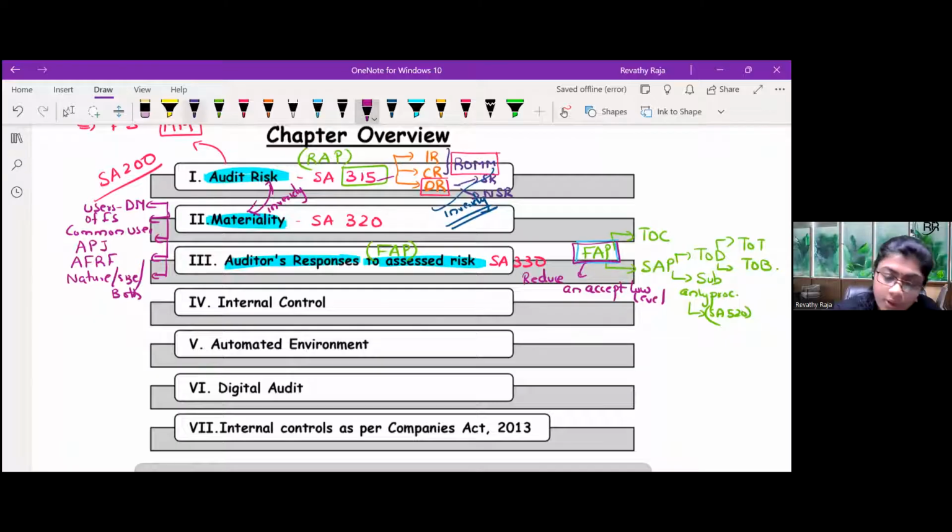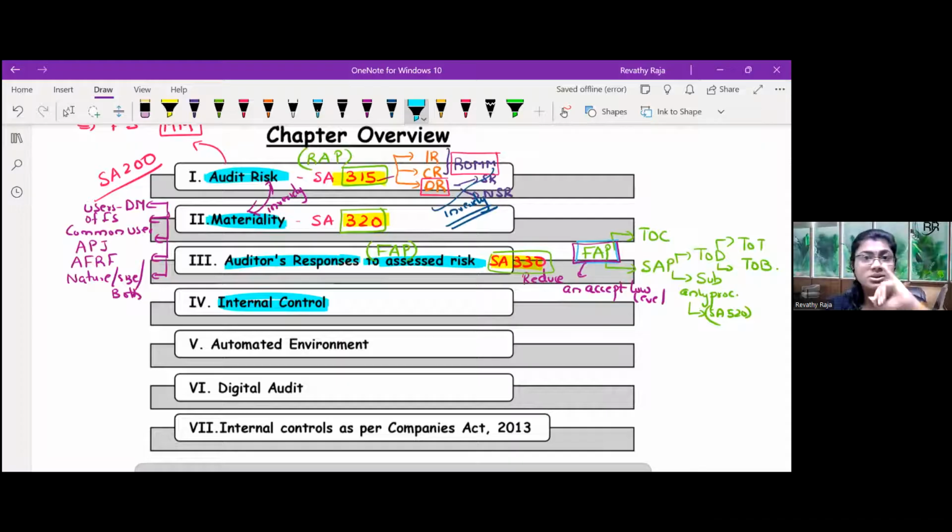Right. So as we already said, in this chapter we have SA 315, identifying and assessing risk of material misstatement through understanding the entity and its environment; SA 330, auditor's responses to assessed risk; and SA 320, materiality in planning and performing the audit. Three essays: 315, 320, and 330. Now moving on to the next topic, which is internal control.